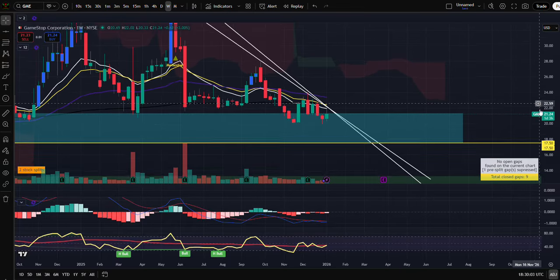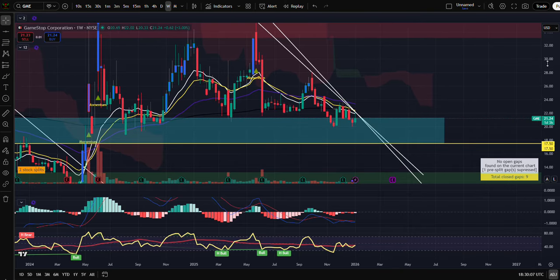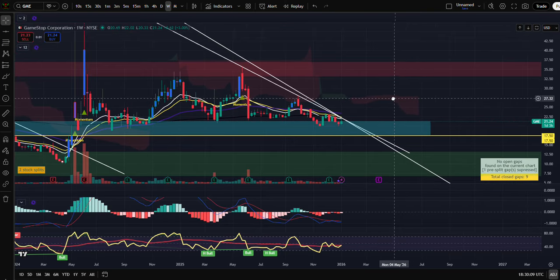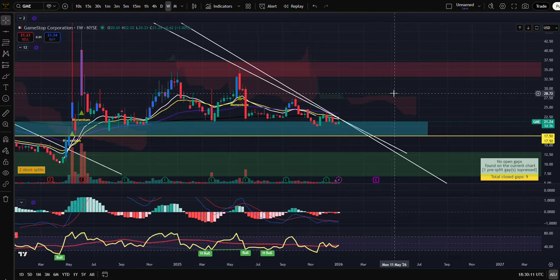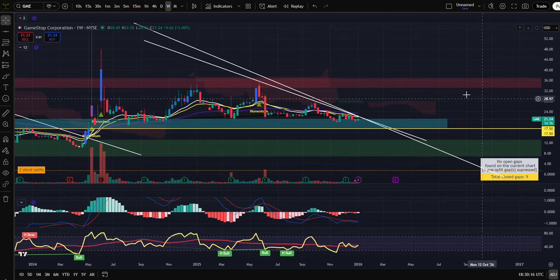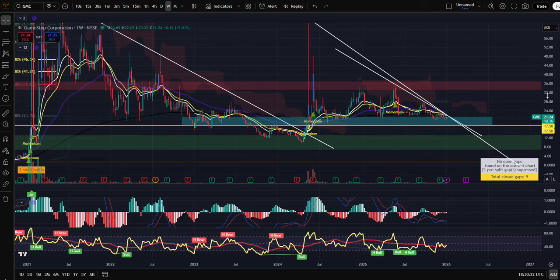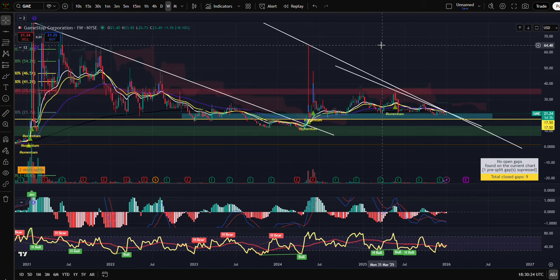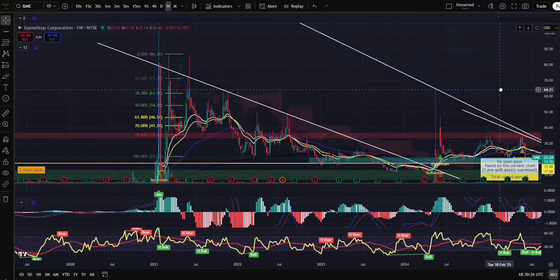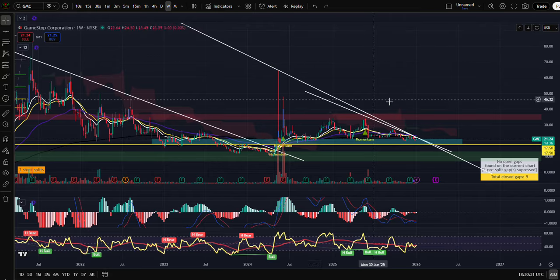I want to explain GameStop to you as simply as possible and give you my thoughts based on the charts. It's very, very simple. I see it as a simple structure. It's being controlled by this descending triangle pattern. You can see it had a triangle pattern before once, and now it's in the same pattern again.